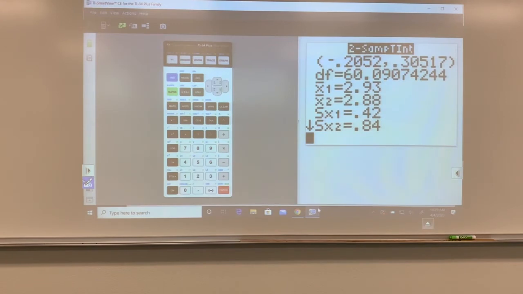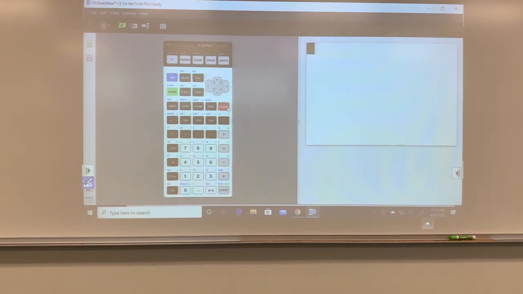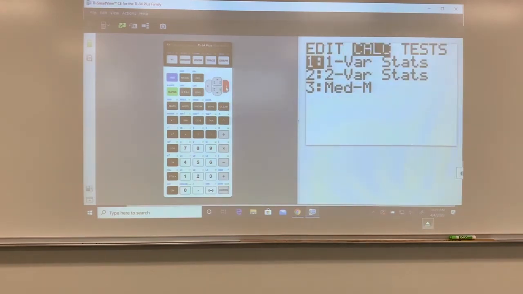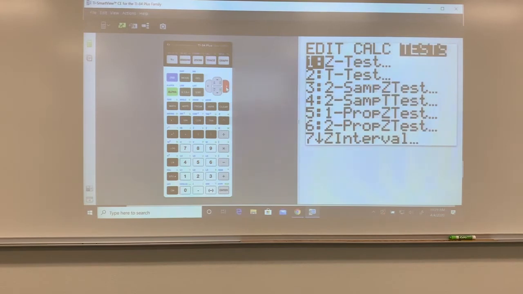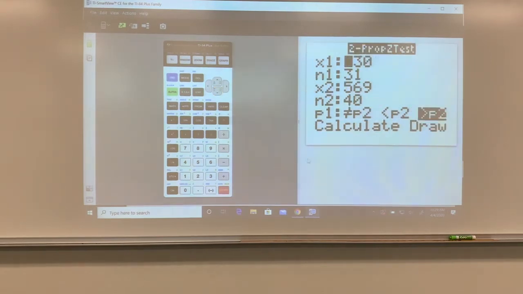Okay, so for the 2-prop Z test, you're going to go stat tests, and then you're going to go 2-prop Z test. All right? And for X1, it was 60% of 25. So I'm going to multiply 0.6 times 25. Okay? And that comes out 15.